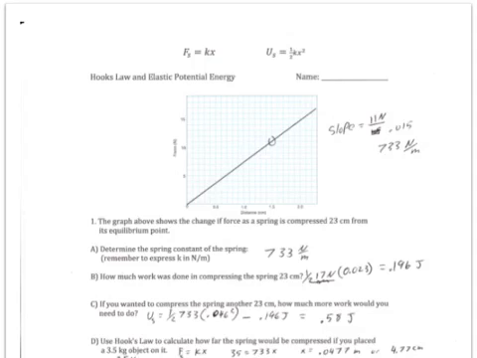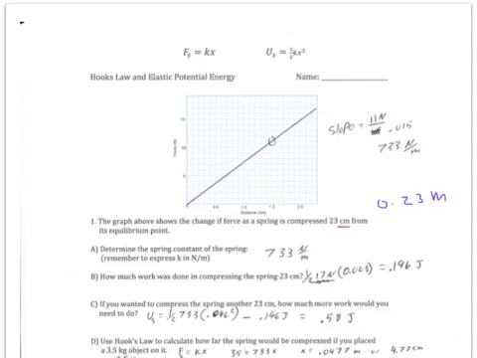So let's take a look at this first one. The graph above shows the change in force for a spring as it is compressed 23 centimeters from its equilibrium point. Now we've got to be careful here because this is in centimeters, and the values for k are always in newtons per meter. So we're going to have to convert this value here into meters. So that's the same thing as saying 0.23 meters.